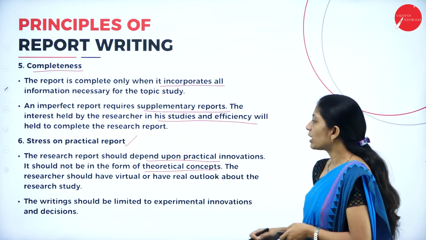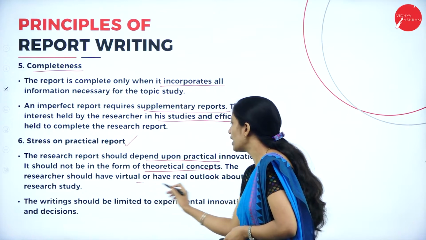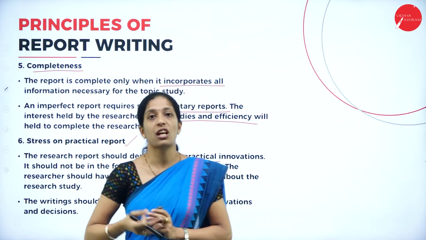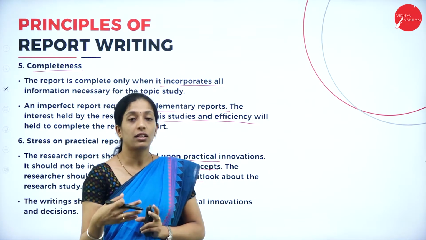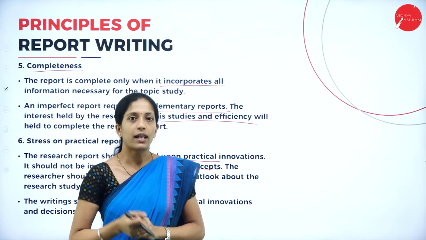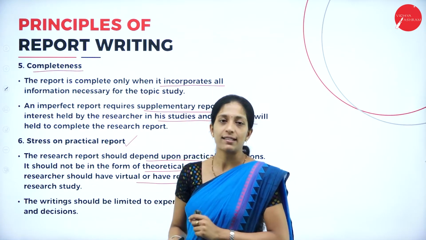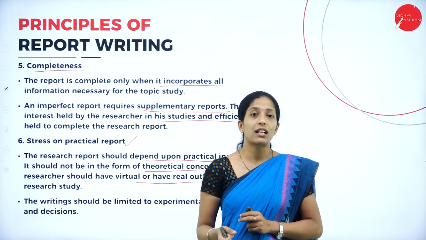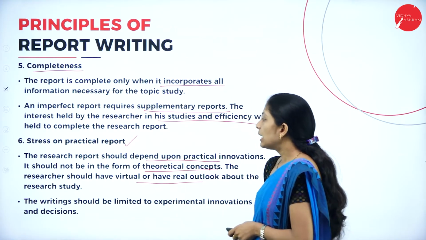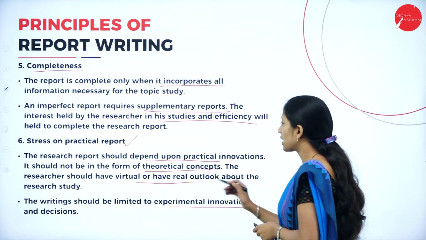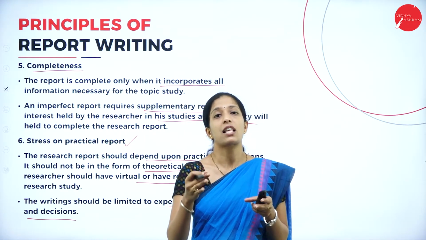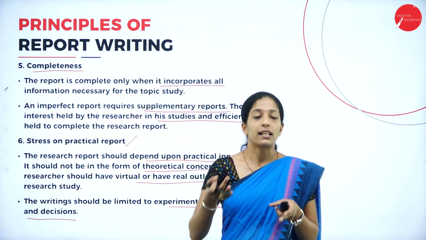The researcher should have a real outlook about the research study. In order to make the research report more attractive, we use tables, pictures, diagrams and the theoretical aspects. At the same time, the practical aspects what we have undertaken. Practical aspects are given more importance than theoretical aspects. In order to make the user understand very easily, practical aspects play a very important role. The writing should be limited to experimental innovations and decisions. In experimental innovations and decisions, the theoretical aspects will be very few, so that the user can easily understand.